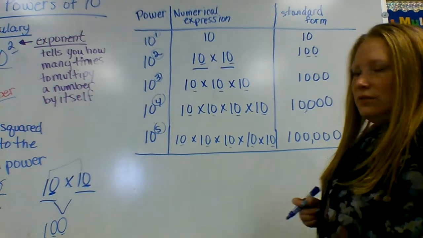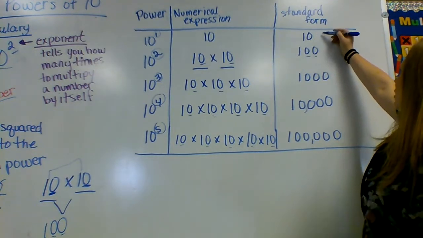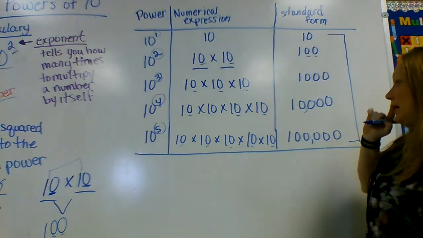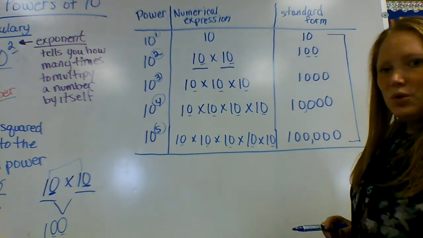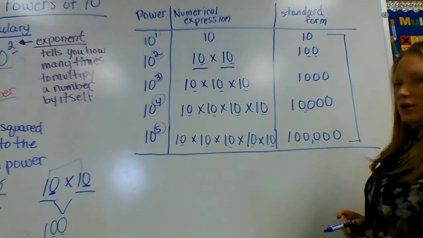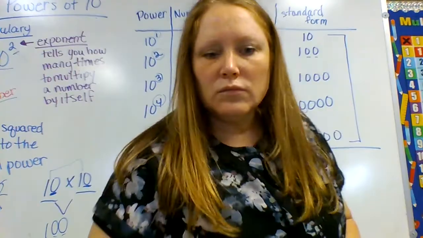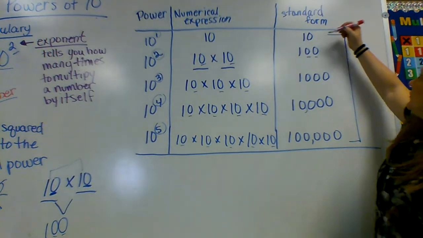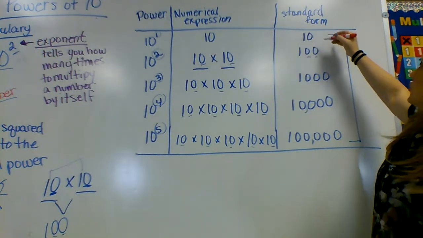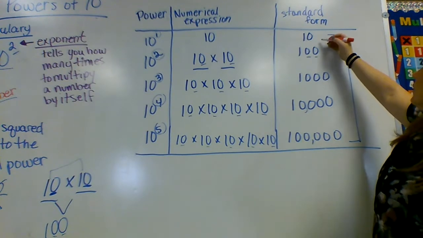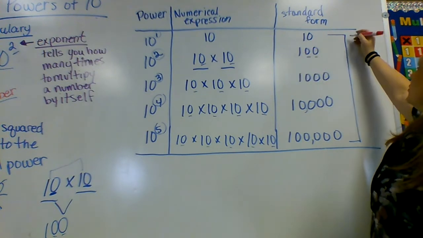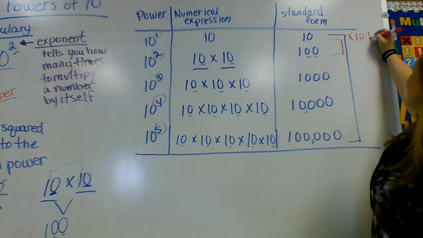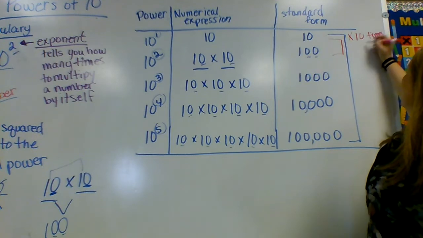So guys, what do you notice when you see all the standard forms as you go from 10 to the first power to 10 to the fifth power? What do we notice? Okay, so let's take a look at this. To get from 10 to the first power to 10 to the second power, what did we do? We just multiplied it by 10, right? So it got 10 times bigger.